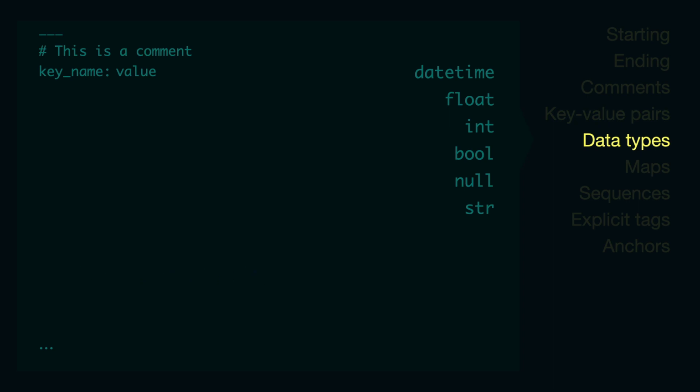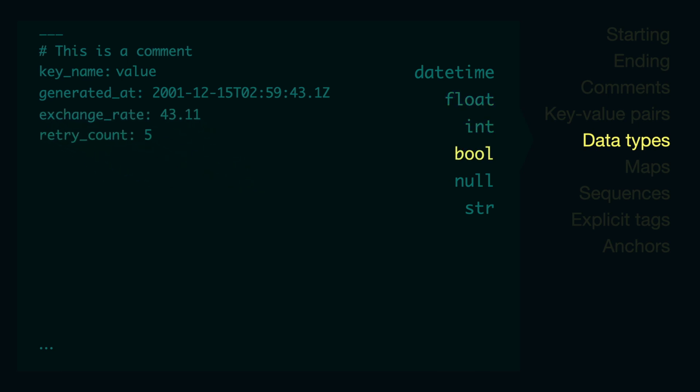YAML is also able to parse ISO formatted date times. So here I have a date time in front of a key. We can also have a space within the date and time, and we can also have dates only as well. You can also use floating point values. You can have integers as well, and you can also have booleans with true and false values, and you can also have null values.